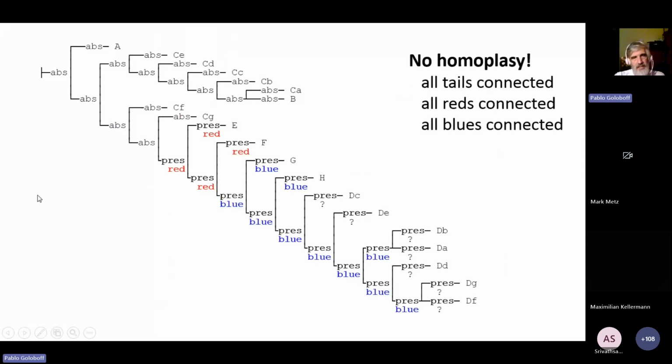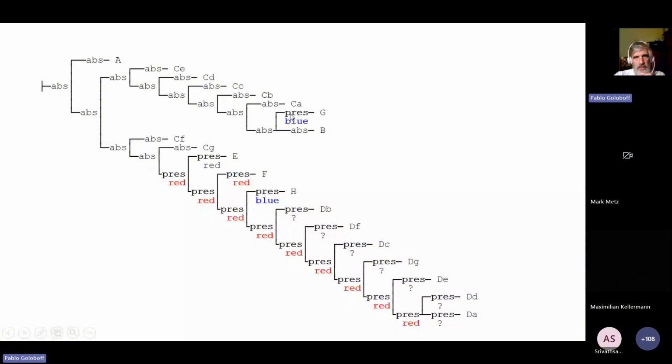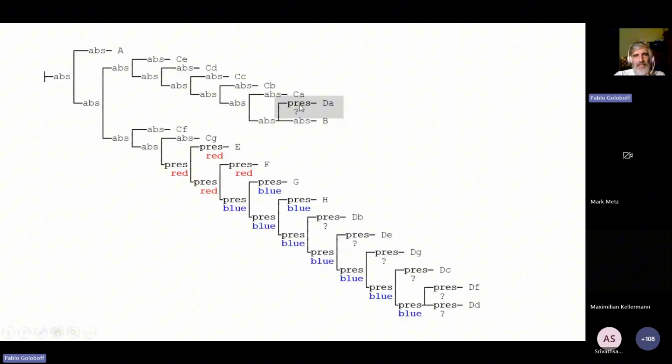Now, if you have a tree like this, right, where you have all the red taxa connected, all the blue taxa connected, it's clear that this tree has no homoplasy. Now, suppose you place one taxon with a red tail in this tree. How many homoplasies are there in this case? That's 2 steps of homoplasy. One in the tail, one in the color, right? Suppose you place this back in here. Now you put a blue taxon in here. Again, how much homoplasy do you have? 2 steps. One in the tail, one in the color. Okay? Now suppose you put far away in the tree a taxon which has a tail, but for which you don't know the color.